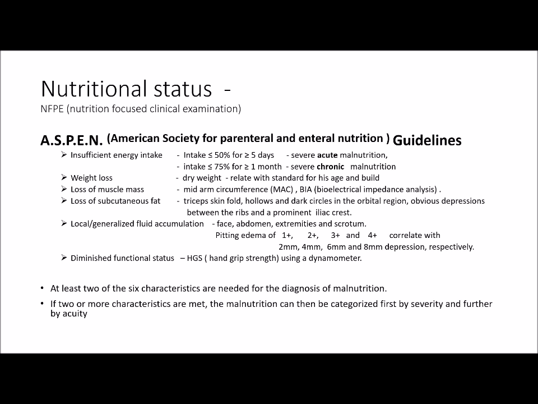Diminished functional status can easily be assessed by a dynamometer, which looks at the hand grip strength. That's not a very costly instrument, easily done, right? So you have to have at least 2 of these 6 characteristics before you can diagnose malnutrition. Out of these 6, if you get 2 positives, you can say this patient has malnutrition, right? And if 2 or more characteristics are met, the malnutrition can then be categorized first by severity and further by acuity. So first of all, you have to have 2 positives, and then you can say whether it is severe, or acute or chronic, right?